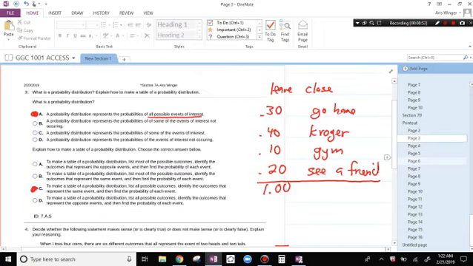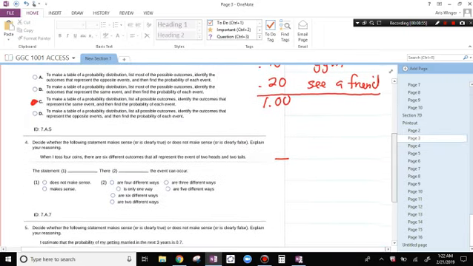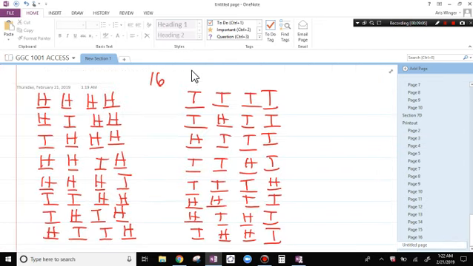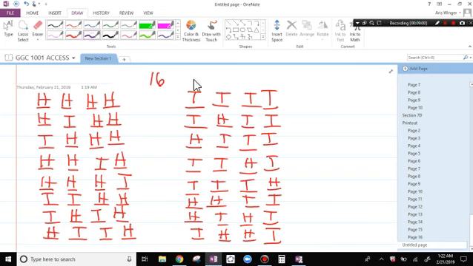Page 3. They're claiming 6 different outcomes that all represent 2 heads and 2 tails. Let's see, we'll change the color. We need 2 heads and 2 tails.